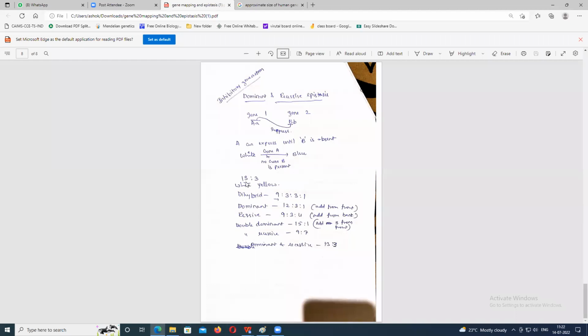Right. So what is the ratio? 13:3. 13 flowers, 13 genotypes will be white in color. 3 will be blue in color. 13:3, white 13, blue 3. Right. So what is the condition here?